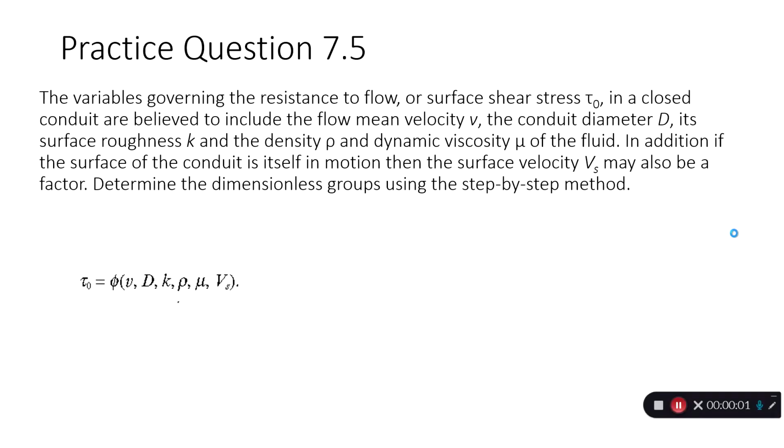In this video, I'm going to discuss the solution for practice question 7.5. The question goes: the variables governing the resistance to flow, or also called the surface shear stress, denoted by tau naught, in a closed conduit are believed to include the flow mean velocity v, the conduit diameter d, the surface roughness k, the density ρ, and the dynamic viscosity mu of the fluid.